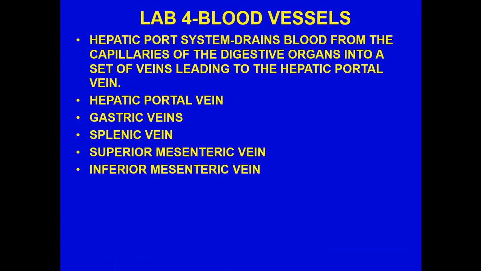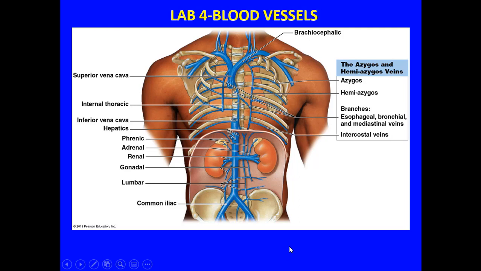So, hepatic portal vein, gastric vein, splenic vein, superior and inferior mesenteric vein. As you can see here, we have renal, gonadal, adrenal, and then phrenic veins. And you can see some of the branch work of the hepatics. Notice that it's all adding blood into the inferior vena cava. Don't forget the intercostal veins and the branches of the esophageal, bronchial, and mediastinal veins.